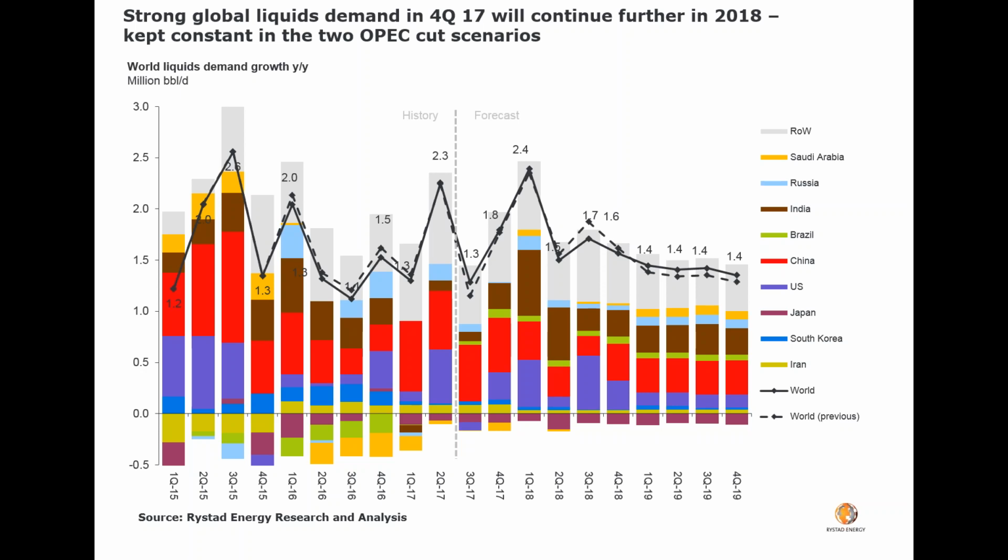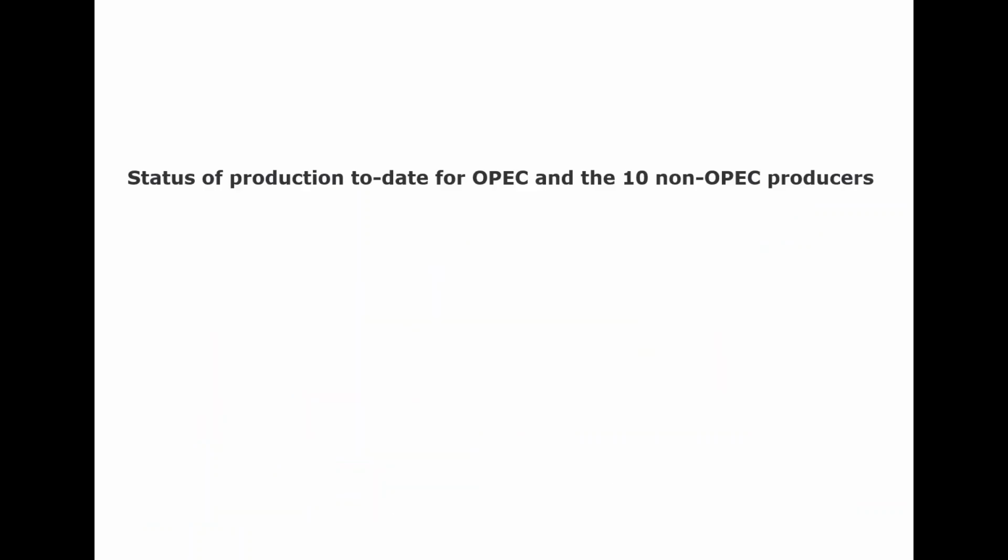So these are the two main factors to remember are constant in the scenarios we present in terms of OPEC, both on the demand side and U.S. production.